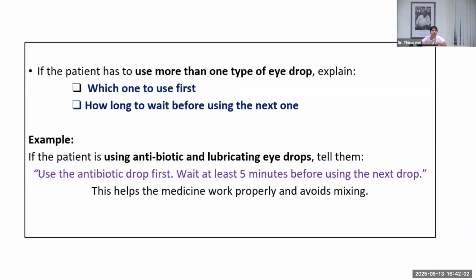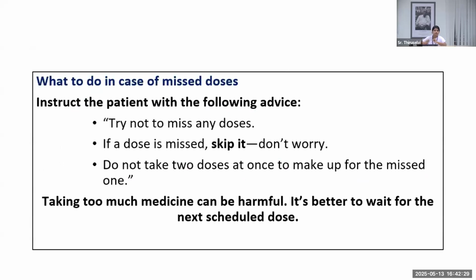If the patient has to use more than 1 type of eye drops, explain which one to use first and how long to wait before using the next one. For example, if the patient is using antibiotic and lubricating eye drops, tell them to use the antibiotic drops first. Wait at least 5 minutes before using the next drop. This helps the medicines work properly and avoids mixing.